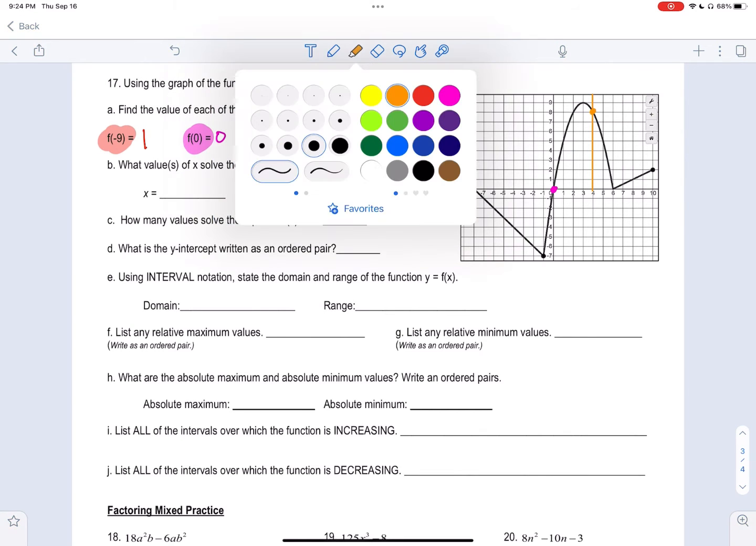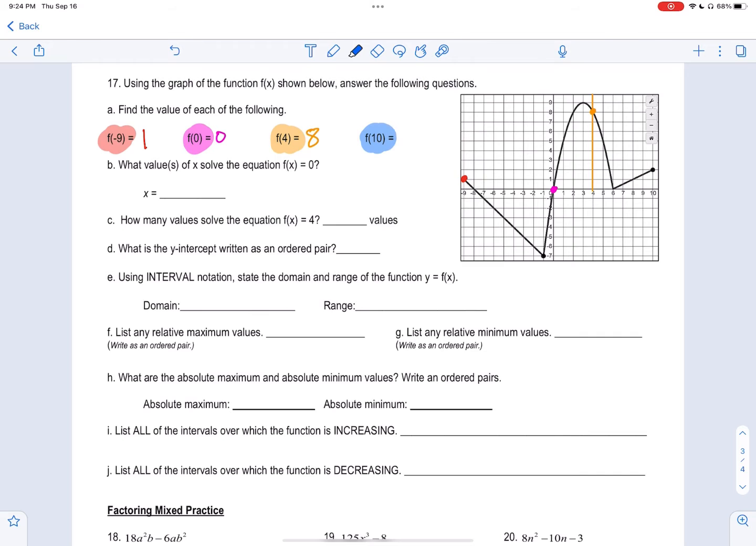And lastly, if I'm tasked with finding f of 10, where the output of my function when my input is 10, I see that that's just my very last end point on the right side of the graph. When x is 10, my output is positive 2.